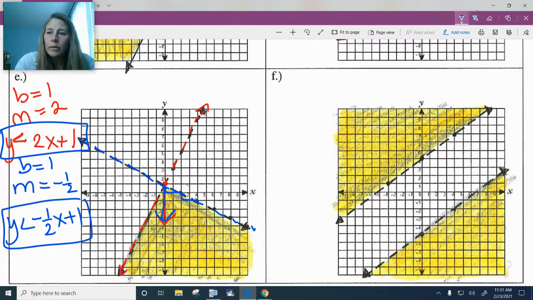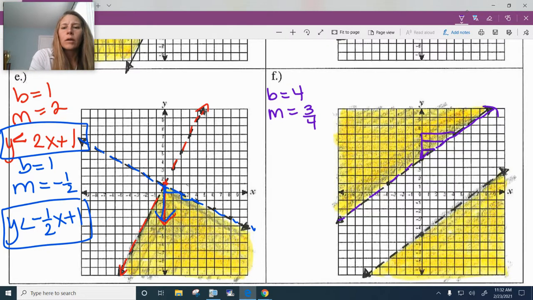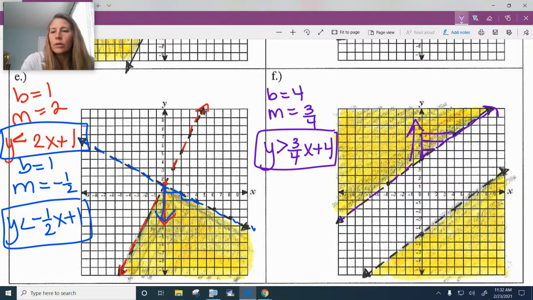All right, I'm going to do one more with you today. So this one here, we have the b, or the y-intercept, which is, let's see, 1, 2, 3, 4. The slope here is definitely going upward, so it should be positive, up 1, 2, 3 over 4. And then this is shaded upward, so we know y is going to be greater. It's not greater than or equal to, though, because the line is dotted. And then we have 3/4 x plus 4. That's one of the inequalities in our system.